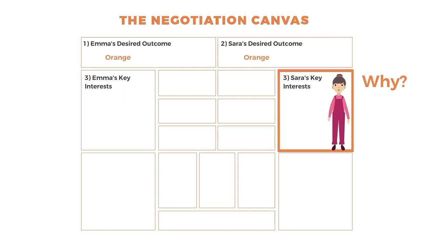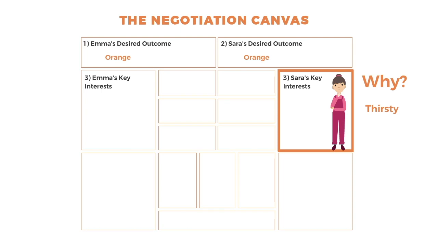So, what are Sarah's interests? Why does Sarah want the orange? Sarah wants the orange because she wants to make orange juice. Why does Sarah want to make orange juice? Because she is thirsty. Are you beginning to see other possibilities now?